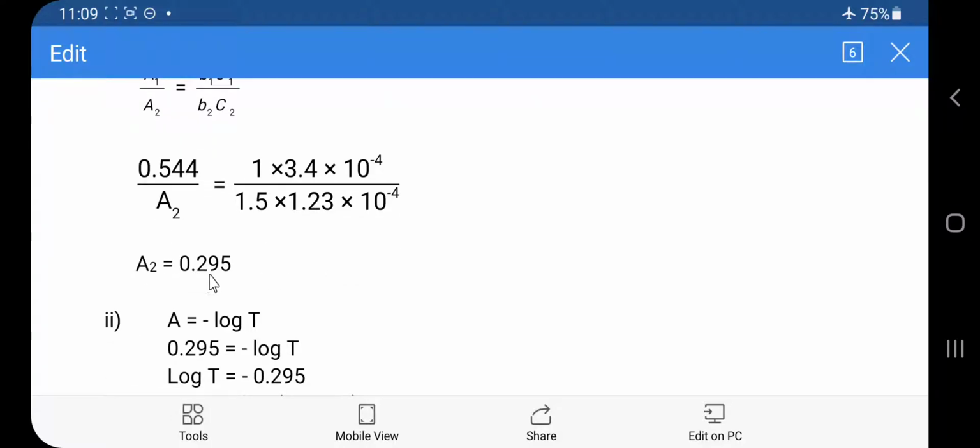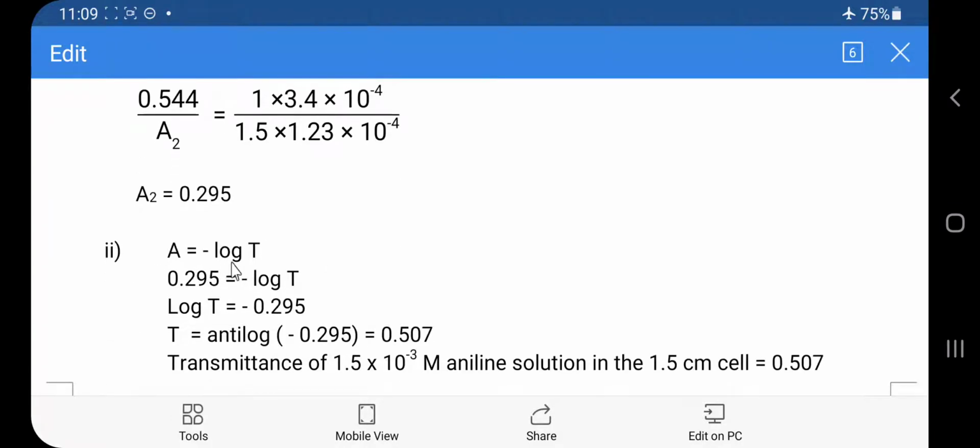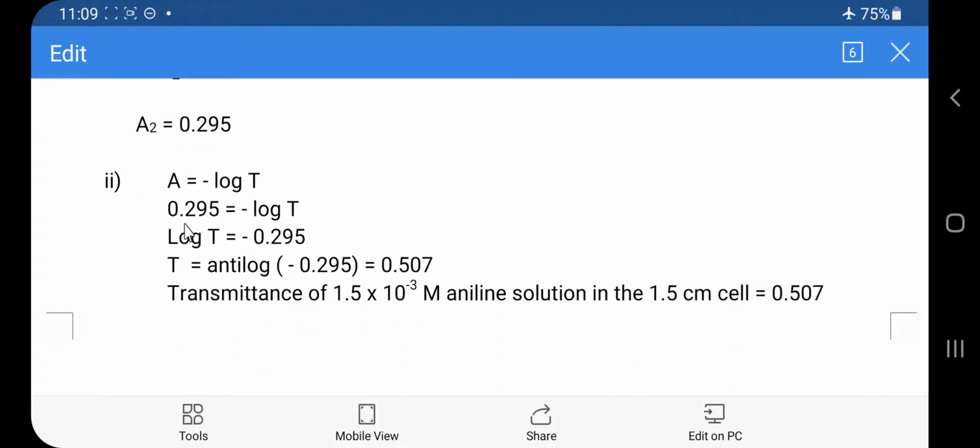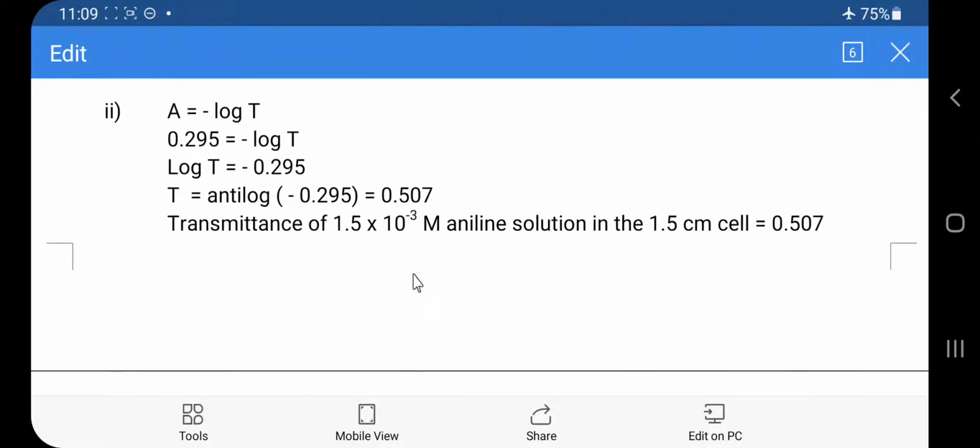and finally we get A2 = 0.295, and A is equal to minus log of T. So 0.295 is equal to minus log of T. So the log of T is equal to minus 0.295, and the transmittance value T is equal to 0.507. So we can say that the transmittance of the aniline solution in the 1.5 centimeter cell is 0.507.